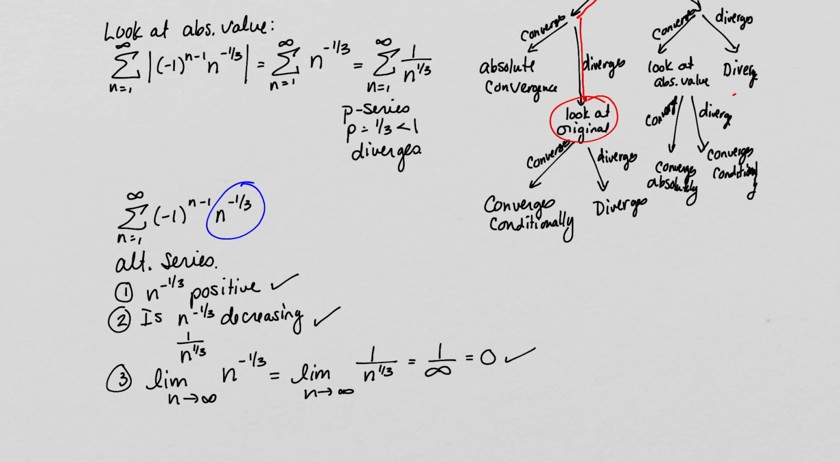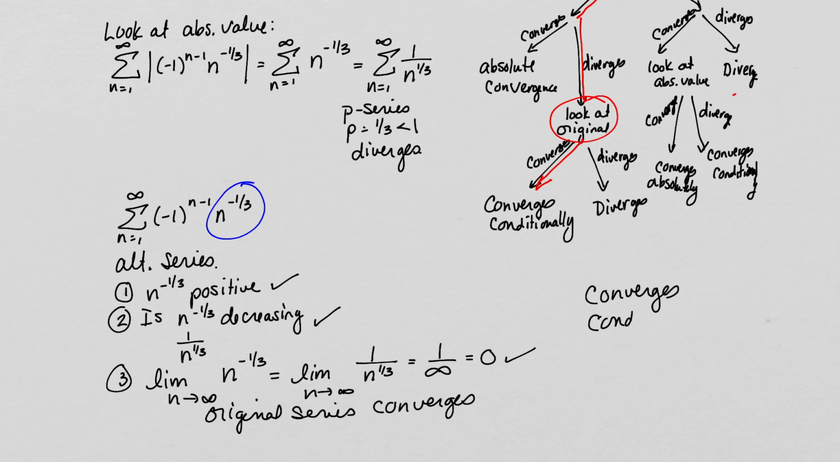So what this is telling me is that the original series converges. So that means I'm here, right? I looked at the original series. My original series converges. So that means my final answer is converges conditionally.